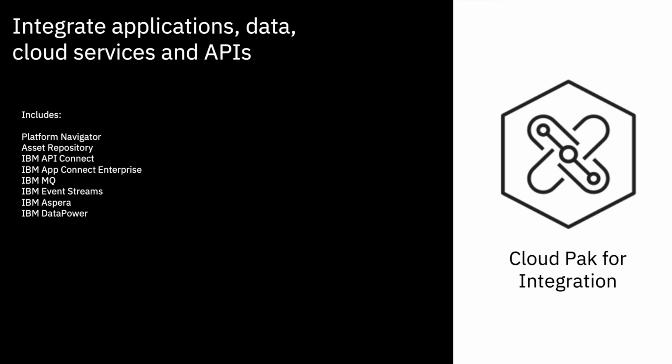So CloudPak for Integration is all about being able to quickly build and expose APIs for applications that enable them to share data in a secure way, create new workflows between applications, which speeds up interaction times across partners, all managed through a set of integrated software such as API Connect, App Connect, IBM MQ, Aspera, and IBM DataPower.